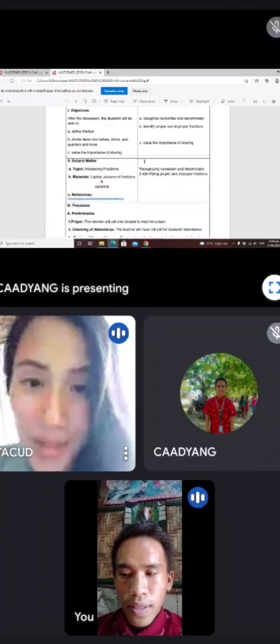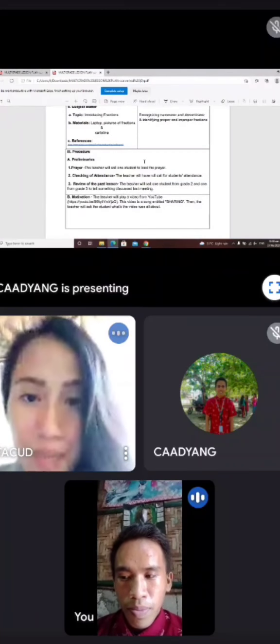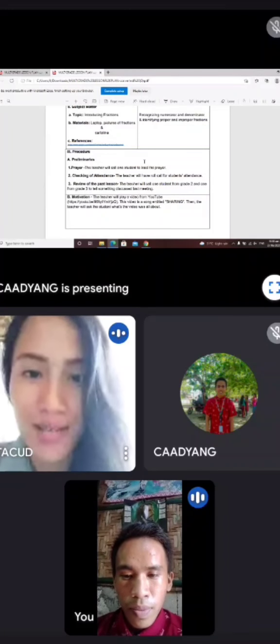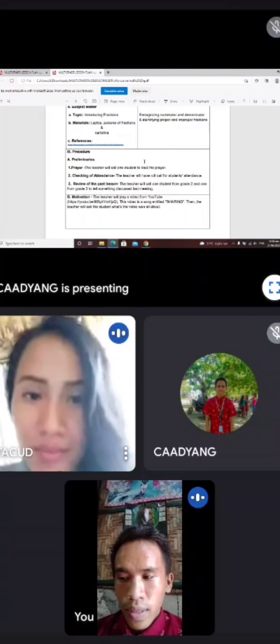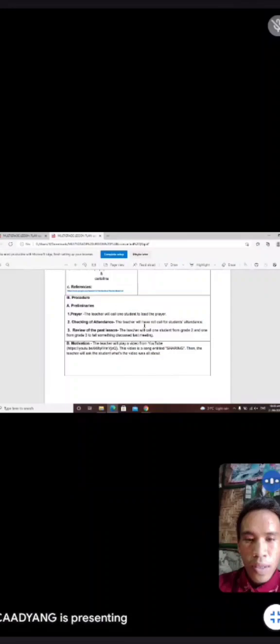So the materials to be used are laptop, pictures and content, and also pieces of paper. And here's the Google link as references.